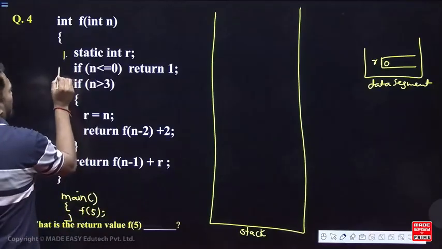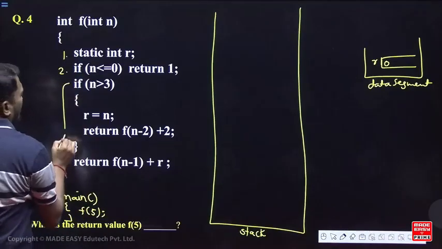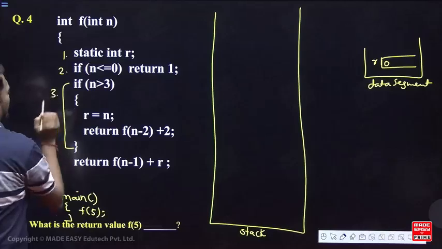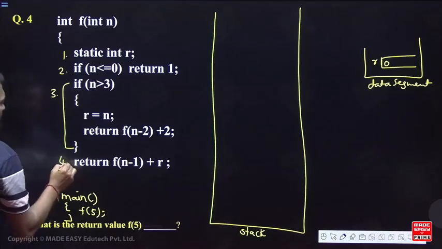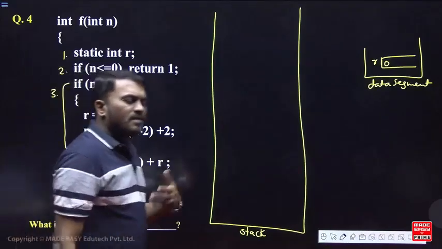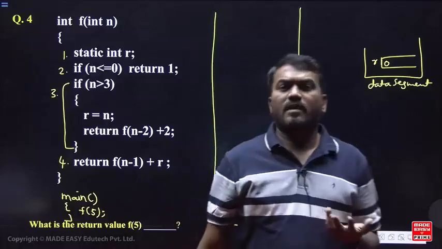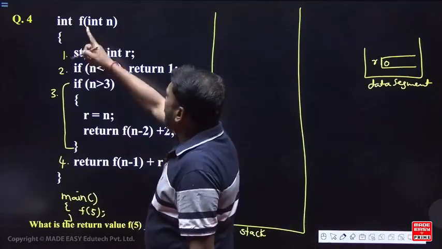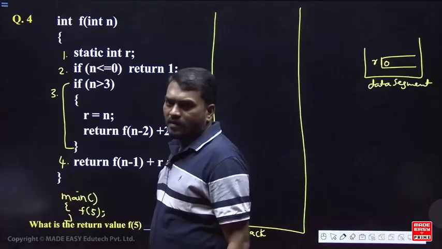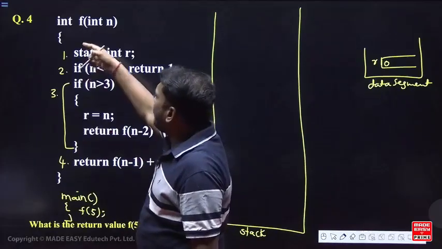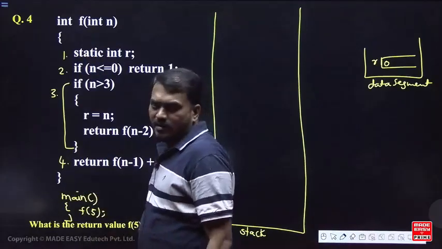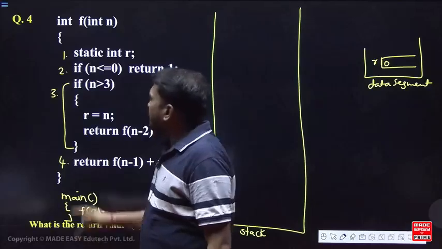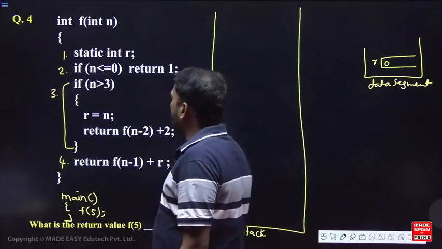Just for our understanding purpose, we'll give the numbering. So this is number 1, this is number 2, and all combined together, let's say I give number 3, and this is number 4. Now remember, whenever you call this function f, you need to execute all these four statements.